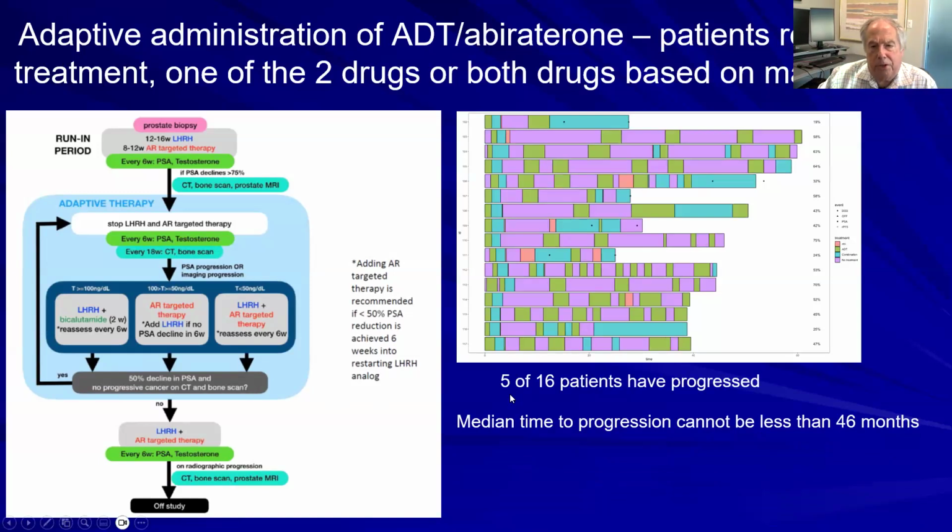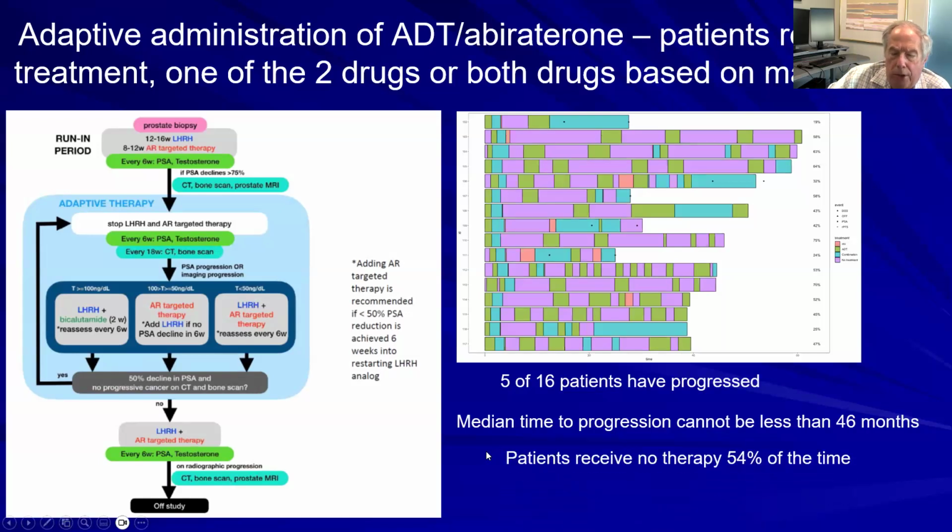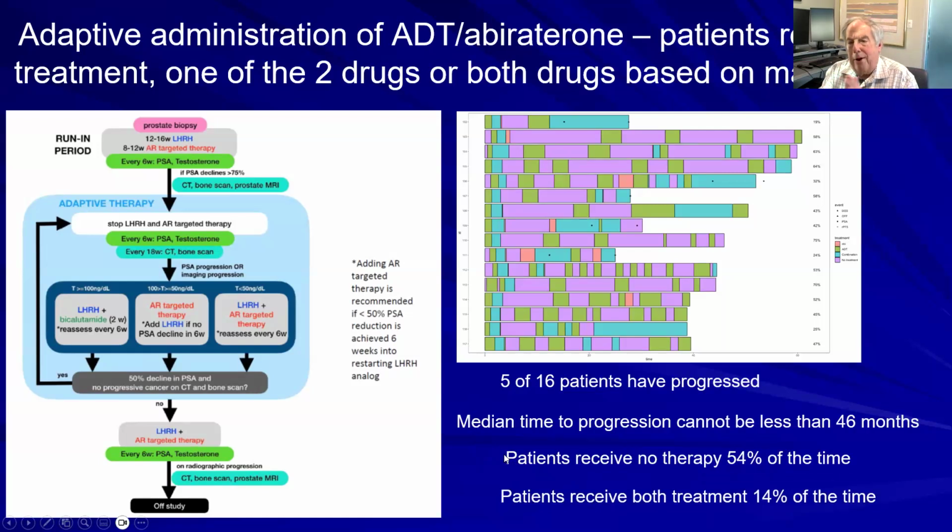I guess the good news and bad news is the same news, and that is only 5 of the 16 patients have progressed. So we have not yet even met a median time to progression, but we know that if all of them progressed immediately today, the median time to progression would be 46 months, already substantially longer than the Latitude trial. We know that patients receive no therapy more than half the time. There are no drugs at all, and they receive both drugs only about 14% of the time. So again, since abiraterone is an expensive drug, this significantly reduces the financial toxicity, so-called.